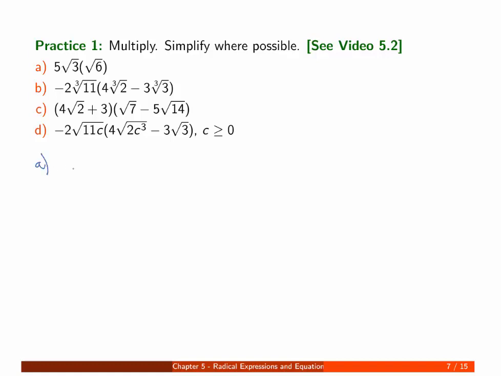So let's start right from the start. 5 root 3 times root 6. Same index. What's the index? That would be, of course, 2. There really is no integer here. This is 5 times 3 times 6. You don't have to do the step; you could go right to it. Root 3 times root 6 is root 18.